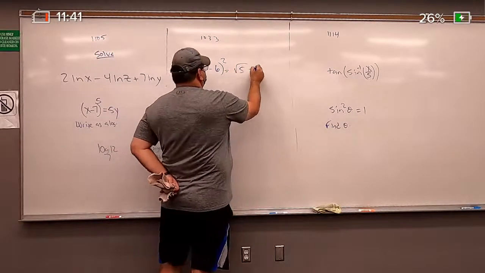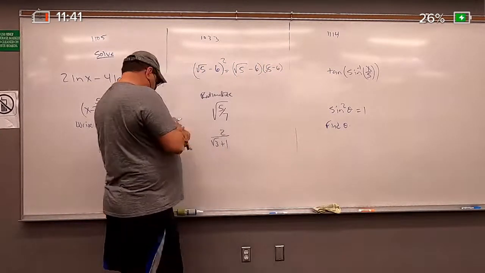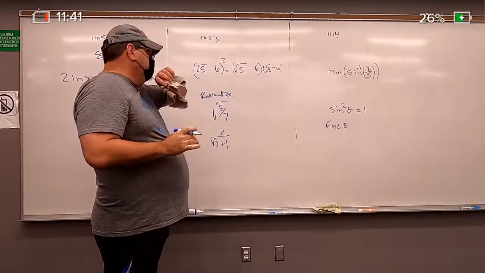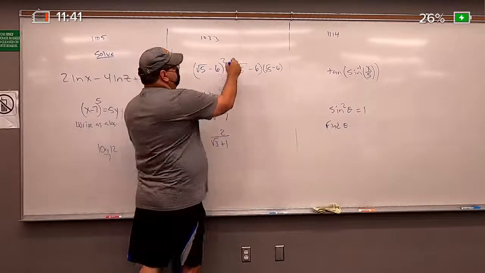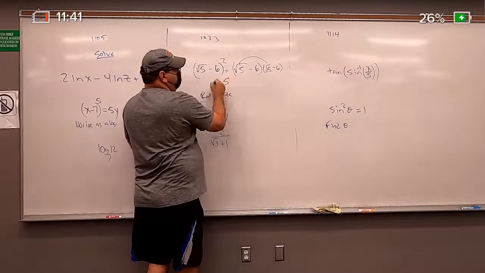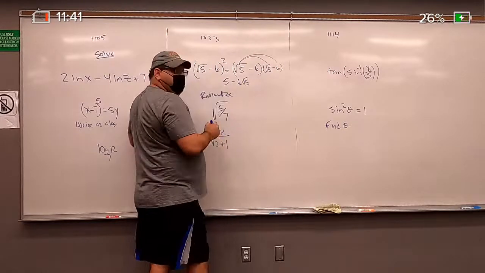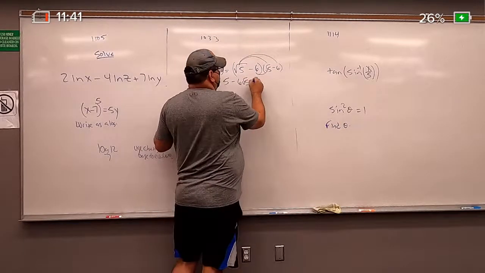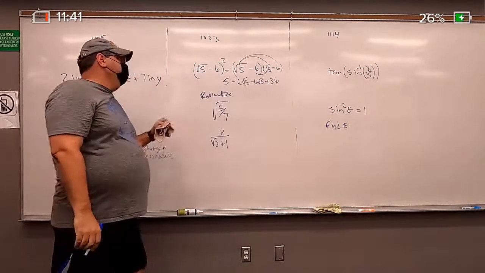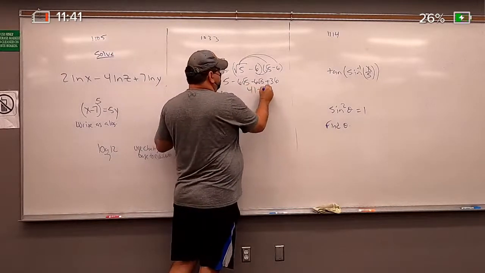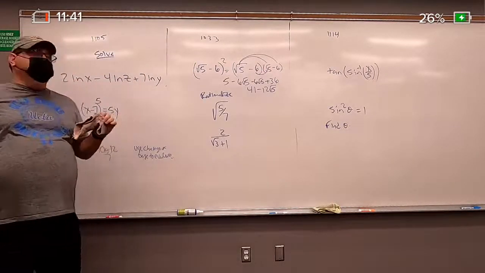Square root of 5 minus 6 times square root of 5 minus 6. Square root of 5 times square root of 5 is 5. Minus 6 square root of 5. Minus 6 square root of 5 plus 36, yeah? So we got 41 minus 12 square root of 5. You got that? Yep. Good. Alright.